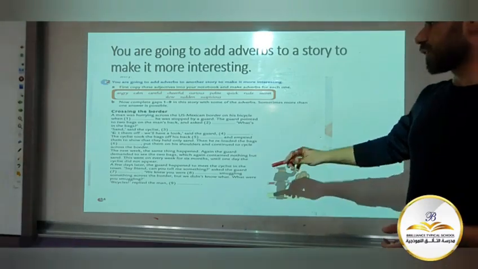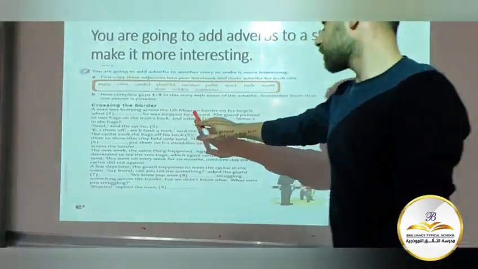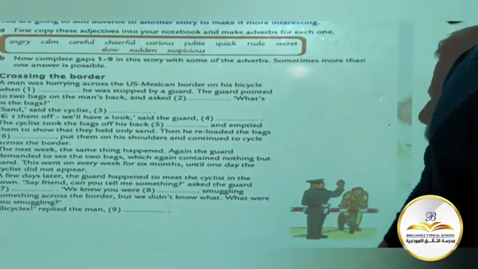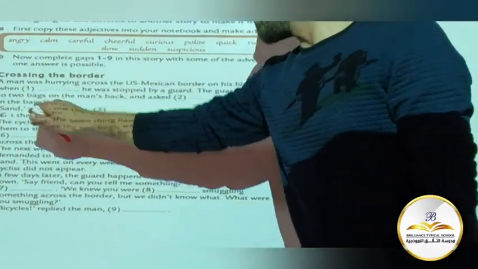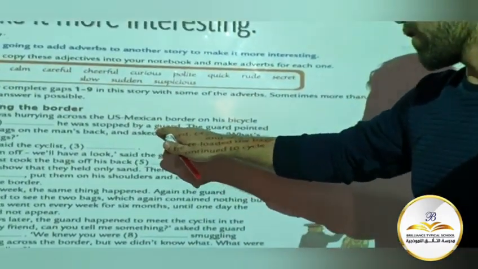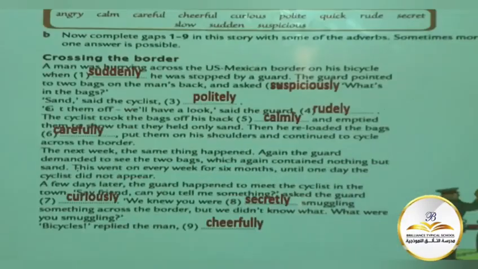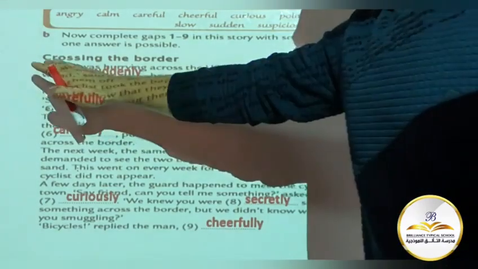Here we have a story. A man was hurrying across the US-Mexican border on his bicycle when he was stopped by a guard. What do we have to put here? Okay, now we have the answers. We have crossing the border.